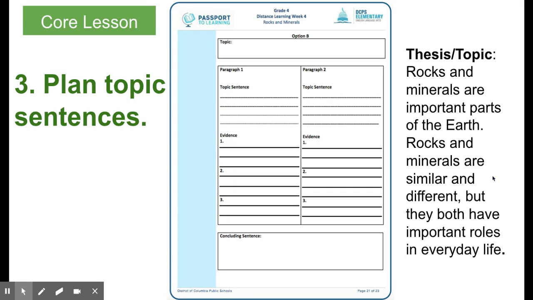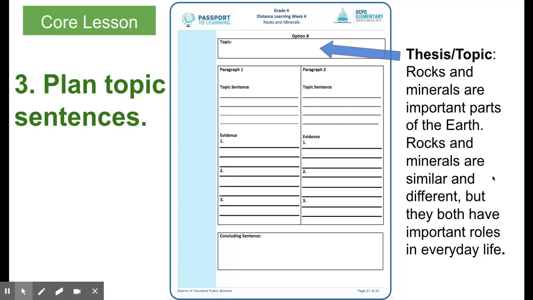So, this is our thesis statement for our topic about rocks and minerals. Again, rocks and minerals are important parts of the earth. Rocks and minerals are similar and different, but they both have important roles. That's what I'm writing about. So that's going to go up here. This is what my whole essay will be about. It'll drive everything else that I'm saying.